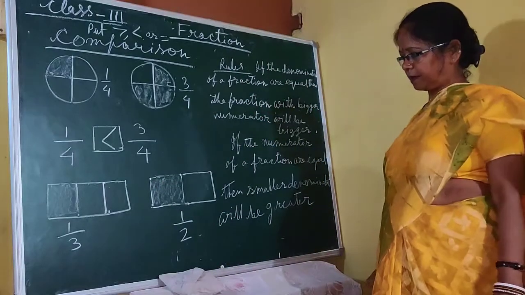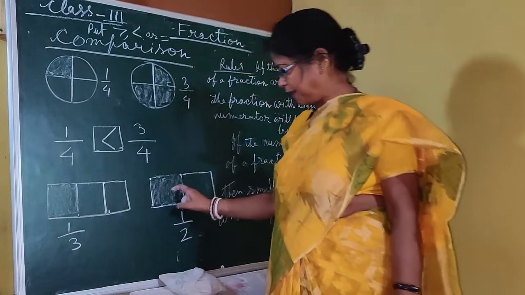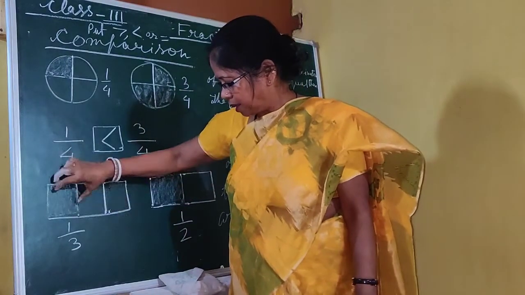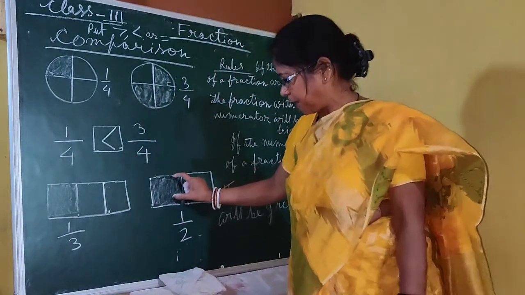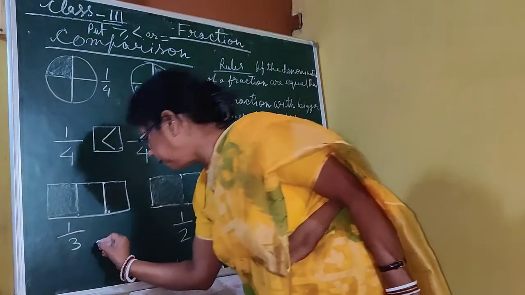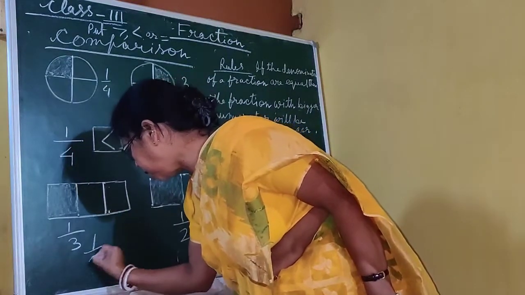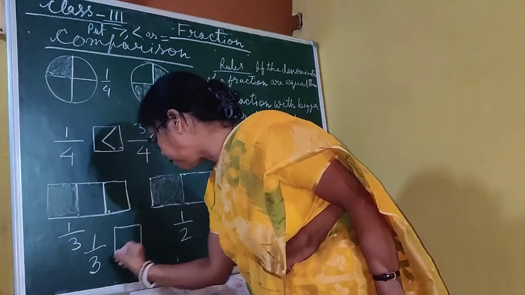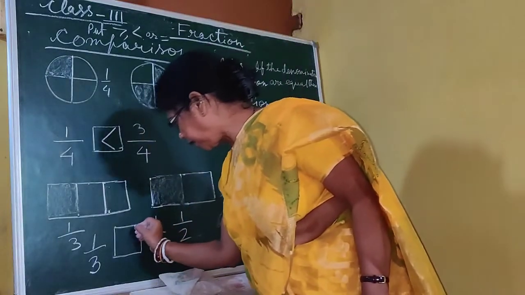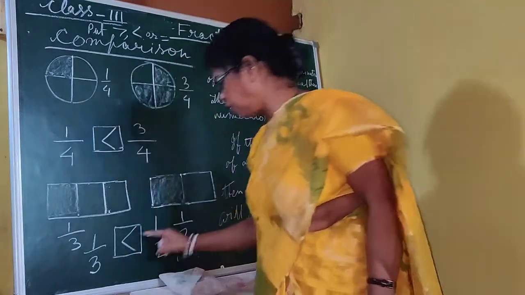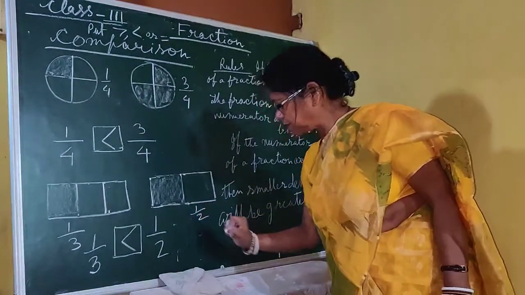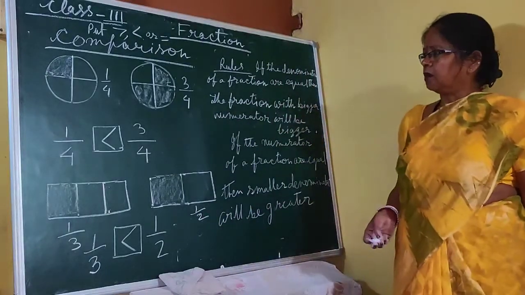Then which one will be the greater? By figure only, suppose this is a cake. If you get this part, and another child gets this part, then this child will get more part of the cake. So here it will be 1 by 3 blank 1 by 2. Here this part is greater. So here, the greater sign, mouth open. So this is the comparison.